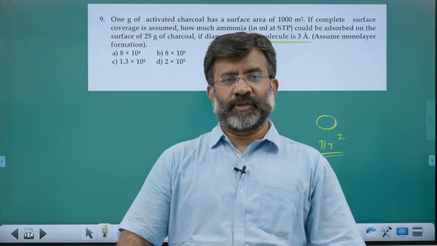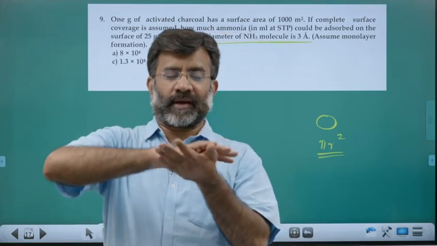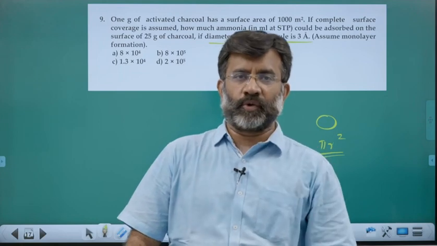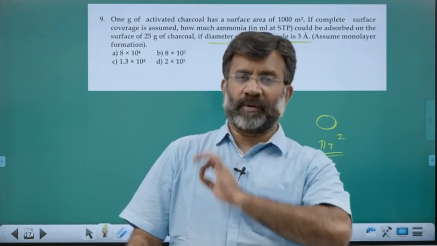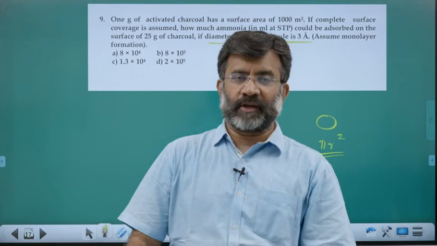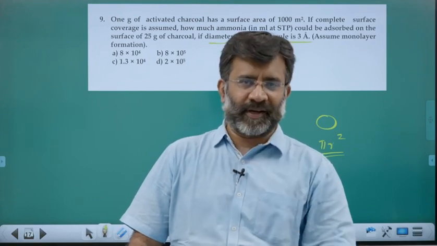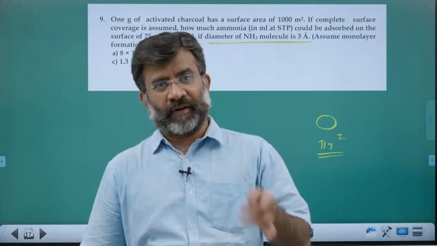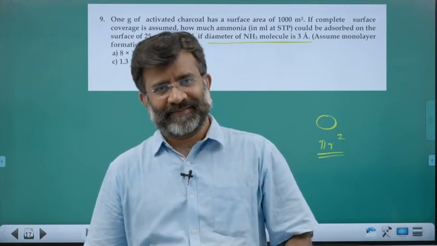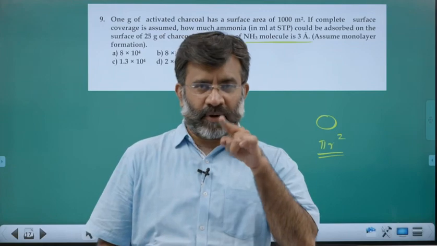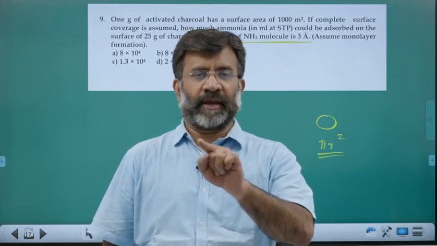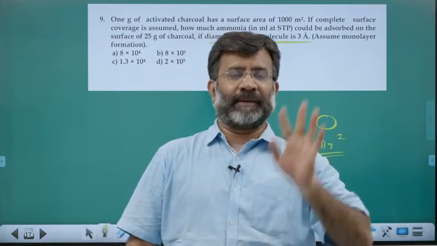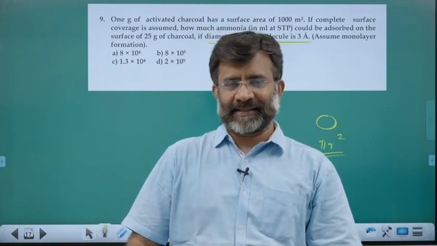Right? Now assume 25,000 meter square is covered by ammonia, and the area covered by one ammonia molecule you have. So how many ammonia molecules total cover the 25,000 meter square? You can find out. Once you get the number of ammonia molecules, you can find the number of moles of ammonia. Since ammonia is a gas, you can find what volume it occupies at STP. I think it is clear.